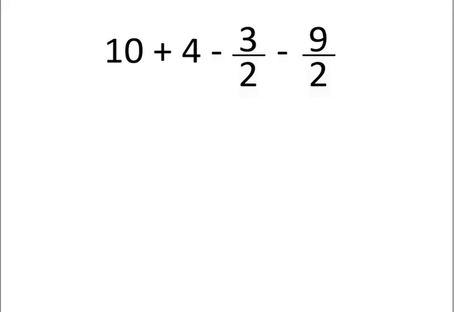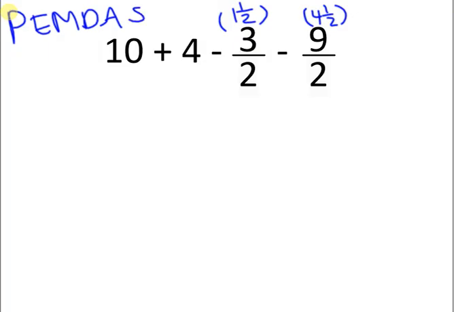Alright, so here's another example. I would recommend changing these guys into decimals as well. So what I like to do is make these into mixed numbers first. That's 1 1/2. Okay, and this is going to be 4 1/2. And then that makes it a lot easier to change into a decimal. And remember, half is just 0.5. So let's go ahead and rewrite this as decimals. So 10 plus 4 minus 1.5 minus 4.5.